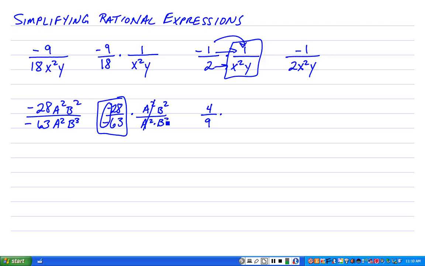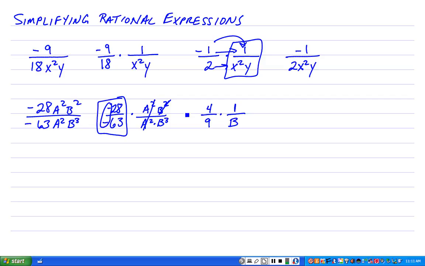So b to the third minus b squared is b to the first, and because my b to the third is the bigger exponent of the two and it is in the denominator, I write my b to the first, which is just b, in the denominator. And because the b squared and a squared up here are gone in the numerator, I just write a 1.